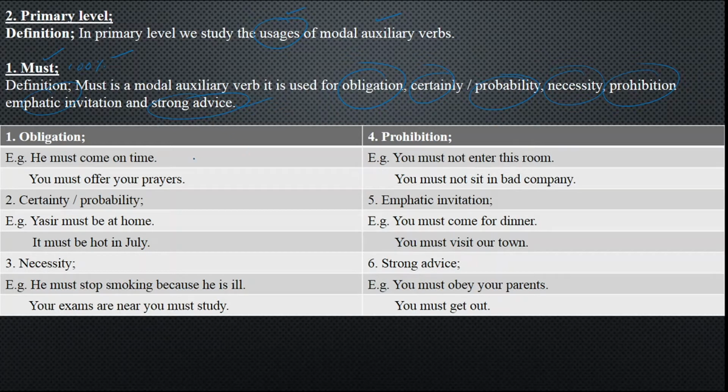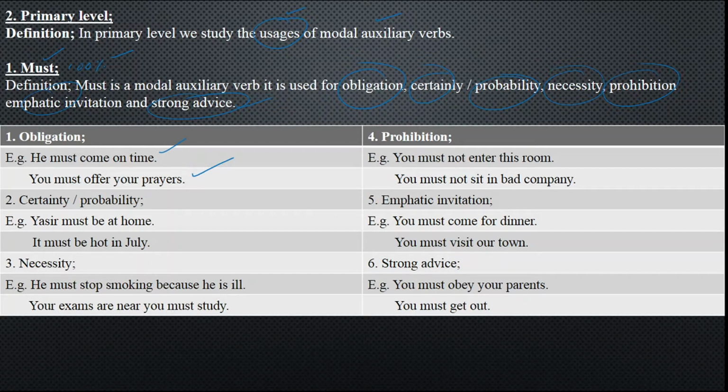He must come on time. This is a sort of duty for him to be completed and he has to perform this, and that is 100%. It is obligatory for him. You must offer your prayers, no compromise. Whether you are ill, not feeling well, even on bed and in a bad condition, you need to offer your prayers. That is what we call obligation. You must offer your prayers.